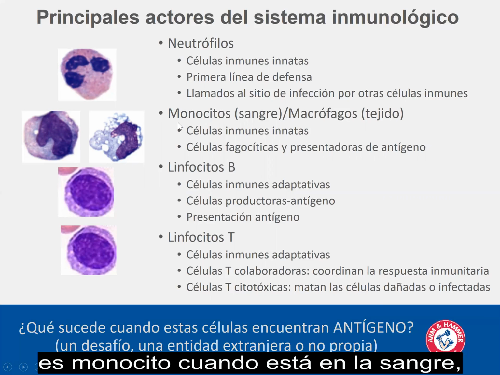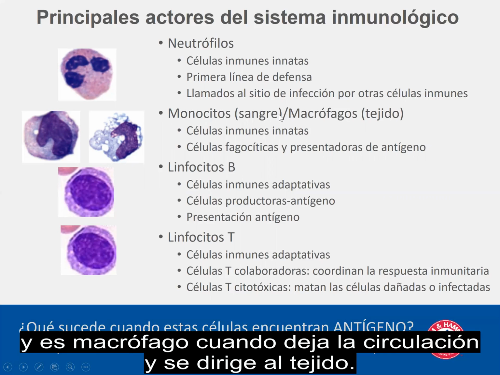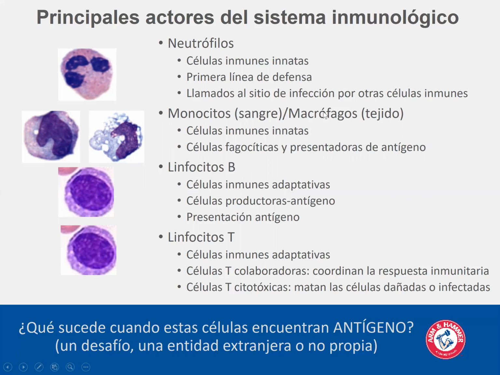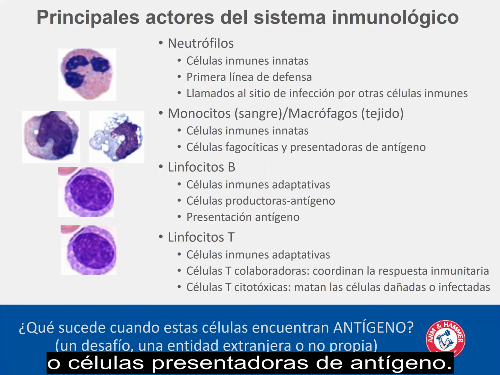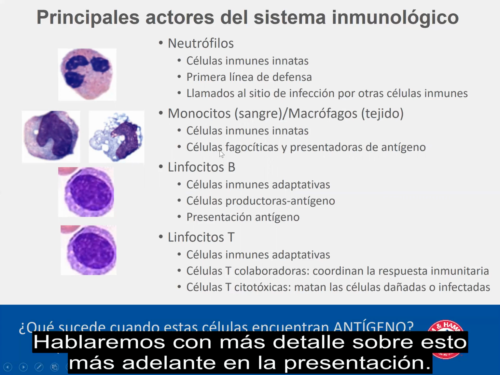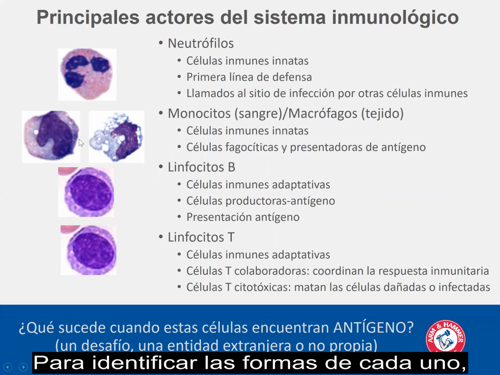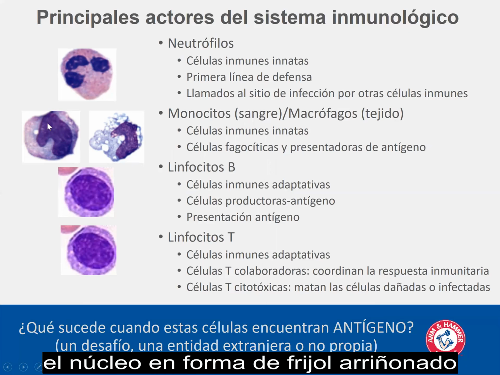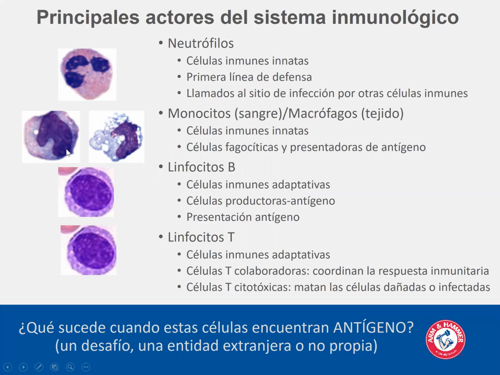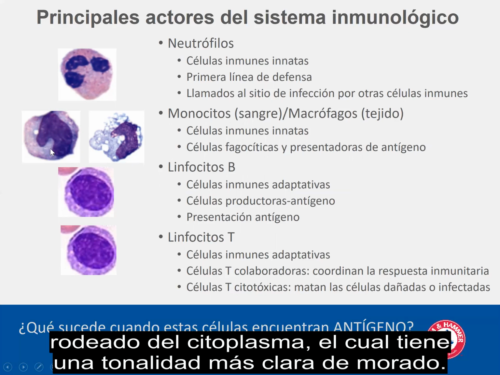It's a monocyte when it's in blood, and it becomes a macrophage when it leaves the circulation and goes into the tissue. And these are innate immune cells as well. And they are what we call phagocytic, and they are antigen presenting cells. And we're going to talk about this in a little more detail in some of the slides to come. But again, to identify them, the monocyte in the blood is shown here on the left. It has a kidney bean shaped nucleus with a fair amount of cytoplasm around that cell in the lighter purple.